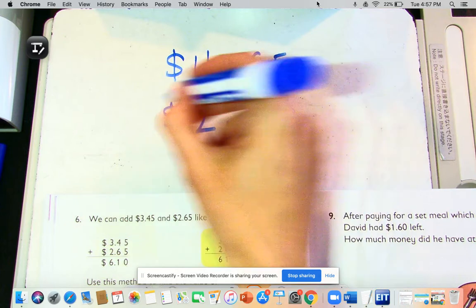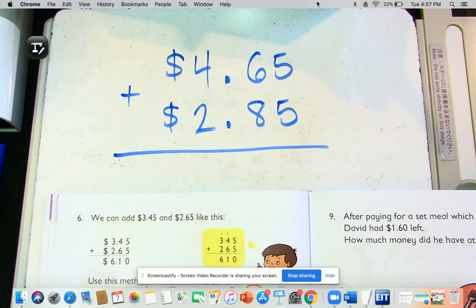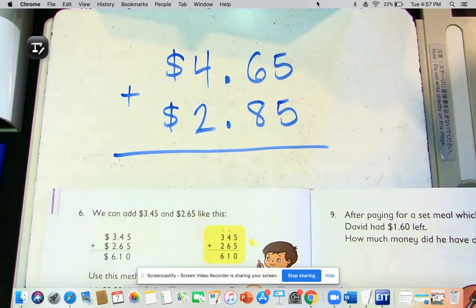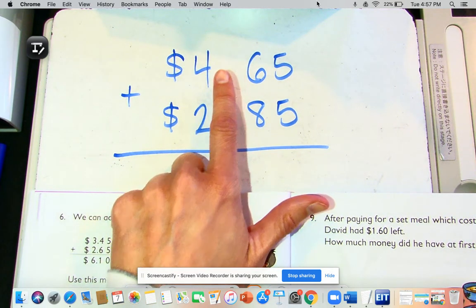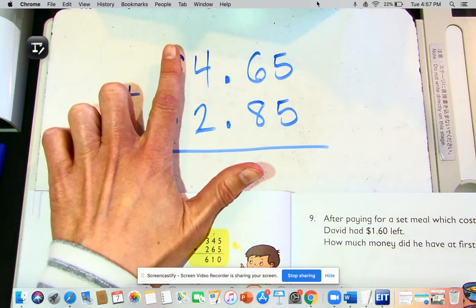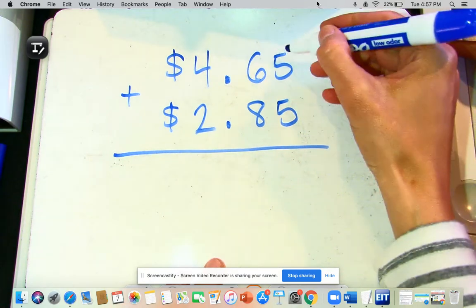Okay, and for this one, I'm going to keep in my decimal point and my dollar sign. That's kind of just how I like to do it, but you could do it the opposite way where we erase the decimals and the dollar signs, and then you just put them back at the end. But I like to do it this way.